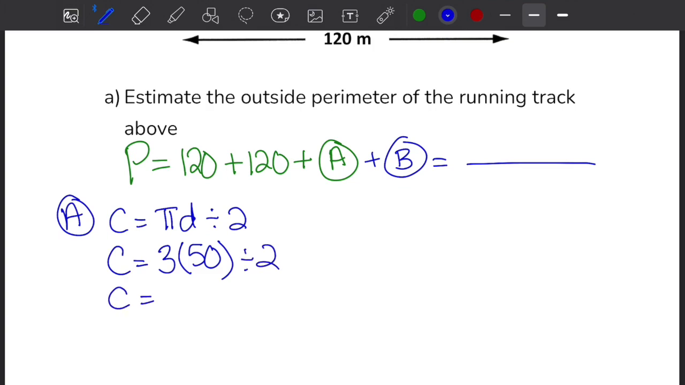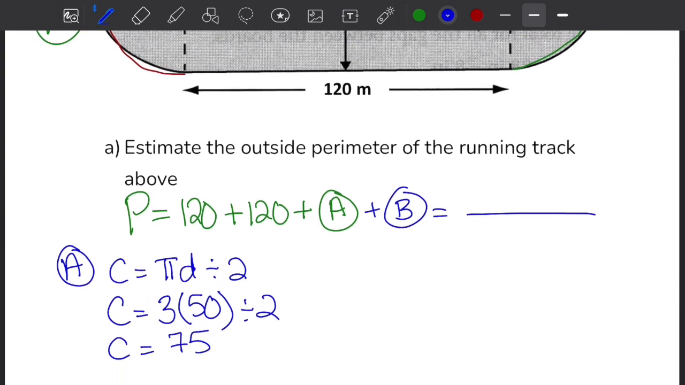Now go ahead and input that into your calculator and see what number you get. You should get, I believe, 75. I'm inputting it right now as well. Yes, so we get 75 and the units are meters.